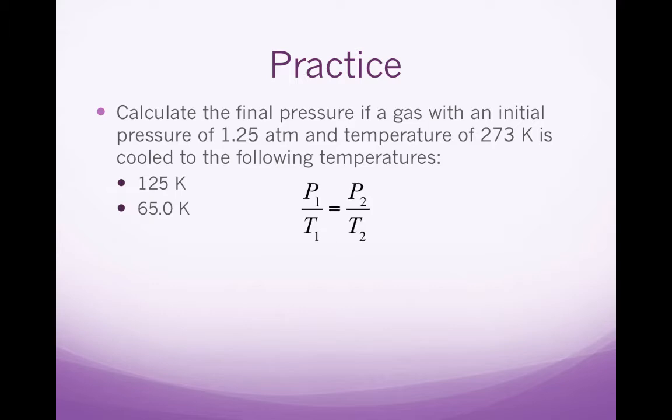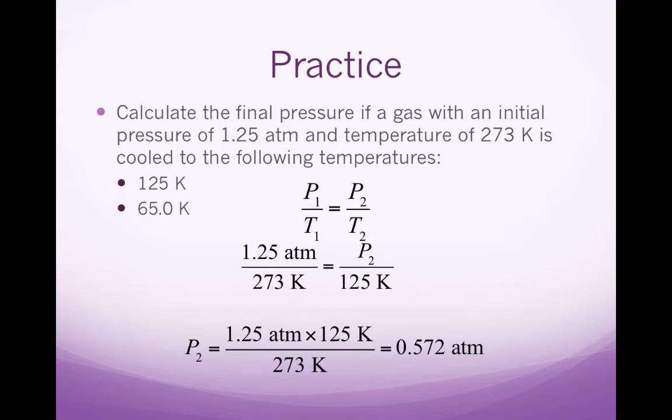Again, we want to use P1 over T1 equals P2 over T2, and just plug in. We have 1.25 atmospheres over 273 Kelvin equals P2 over 125 Kelvin. Multiply both sides by 125 Kelvin, and we get a new pressure of 0.572 atmospheres. So it's a lower pressure, which is exactly what we expected since we lowered the temperature. So you should try the next problem.